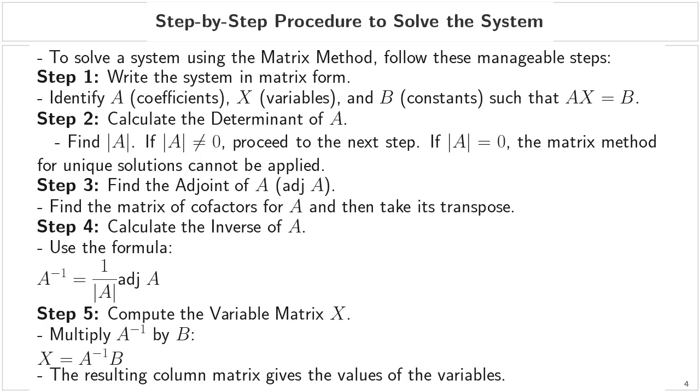Finally, step 5. The last step is to compute the variable matrix X. You do this by multiplying the inverse of A by the constant matrix B. In other words, X equals A inverse times B. The resulting column matrix will give you the precise values for each of your unknown variables.